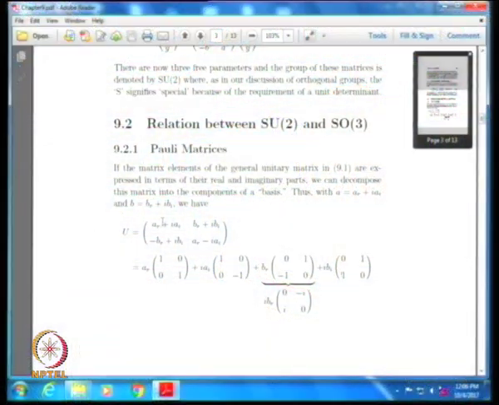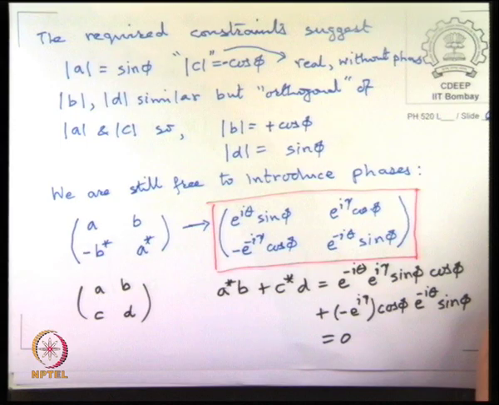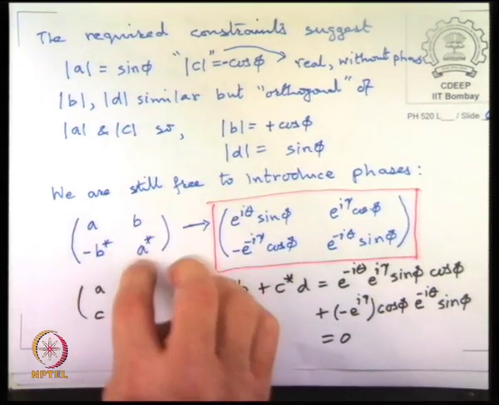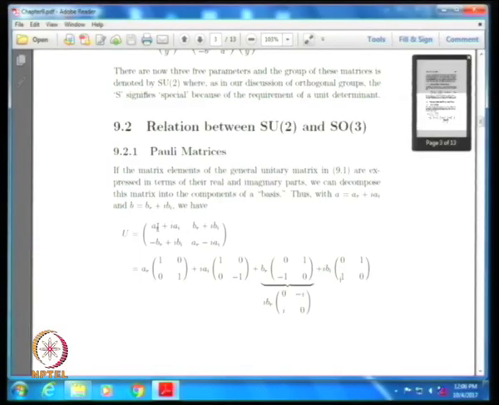So let me show you the other notes that I am looking at. This one simply begins by writing out the structure. We wrote A, minus B star, B, A star. So if we write out A, minus B star and B, A star, with real part, imaginary part, real part, imaginary part, this is A, this is A star, this is B, and this is minus B star.